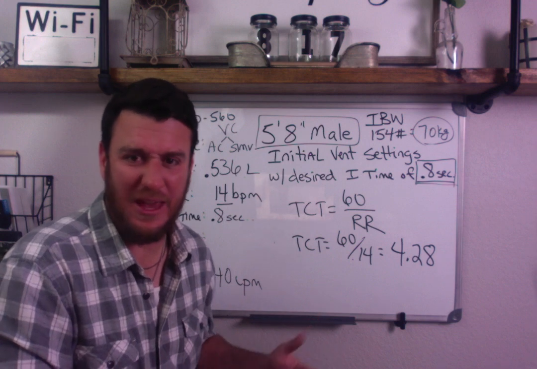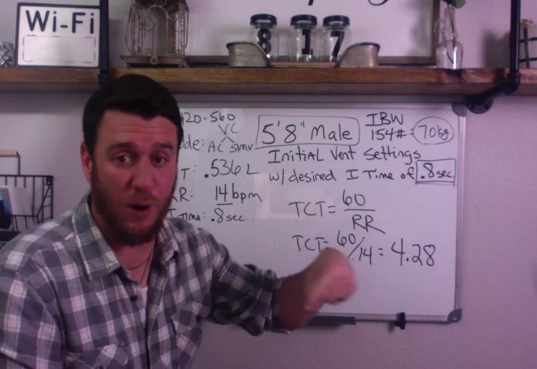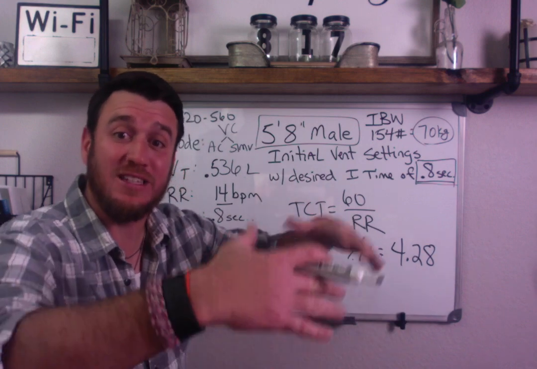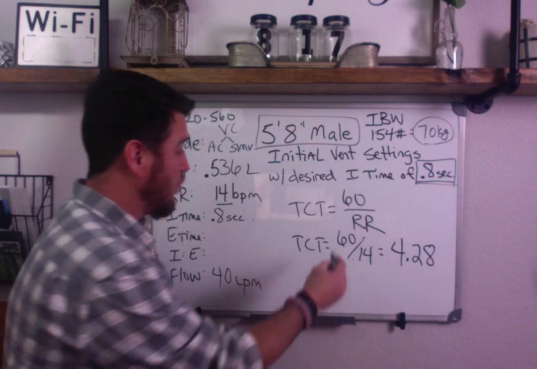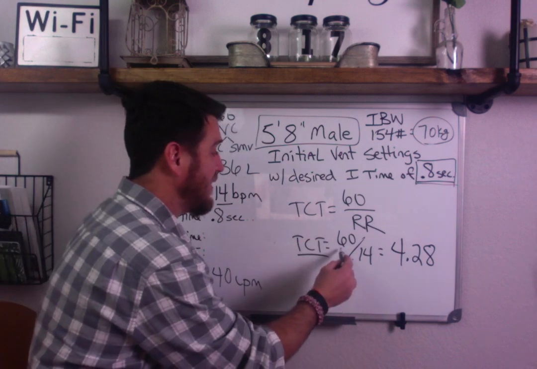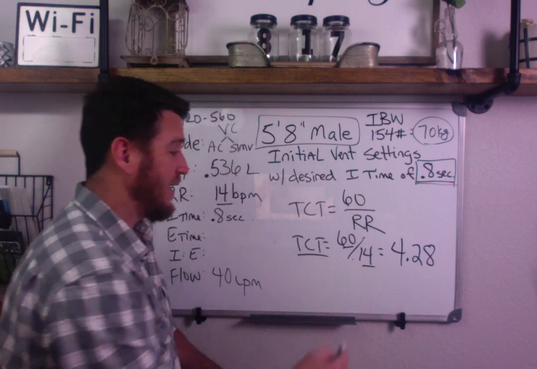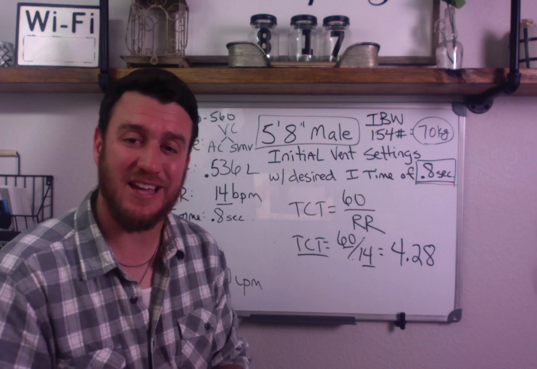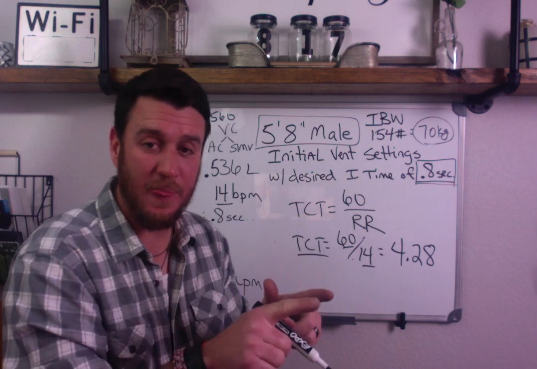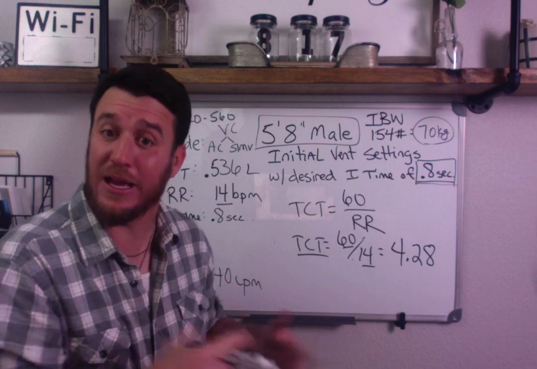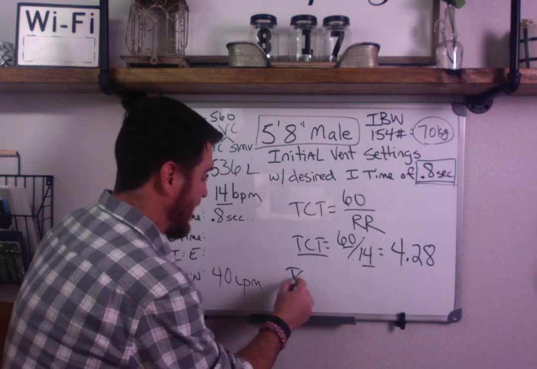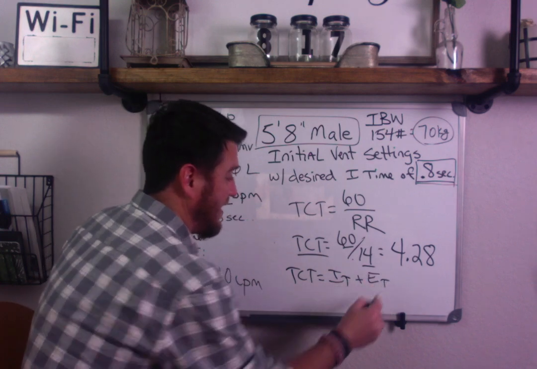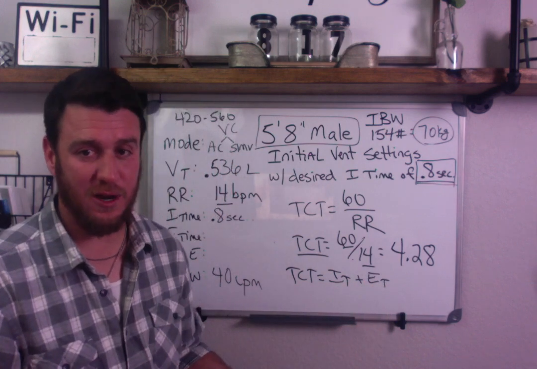Makes sense, right? It doesn't give 14 breaths, just breath, breath, breath, breath, breath, and then stops and waits for a minute to go by. It spreads them out over 60 seconds, which is why total cycle time is 60 divided by breaths per minute. So our total cycle time is 4.28. That means you have 4.28 seconds to get the breath in and then to allow it to come out. In other words, total cycle time equals I time plus E time. See where this is going?